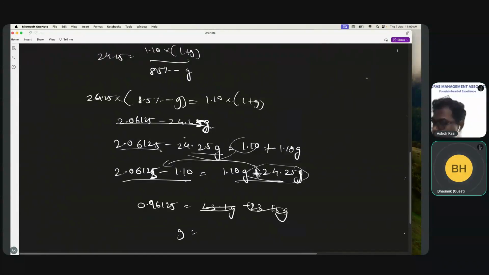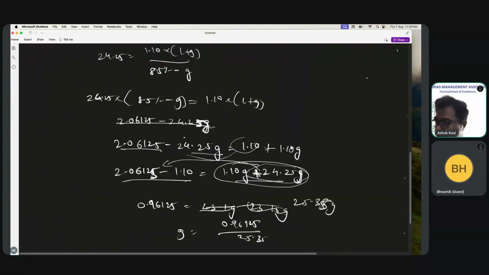After that, 25.35 G is equal to 0.96. Okay, add it up, how much does it come to? 25.35 G. So G is equal to 0.96125, that is 0.96 divided by 25.35, multiplied by 100. 3.8%.